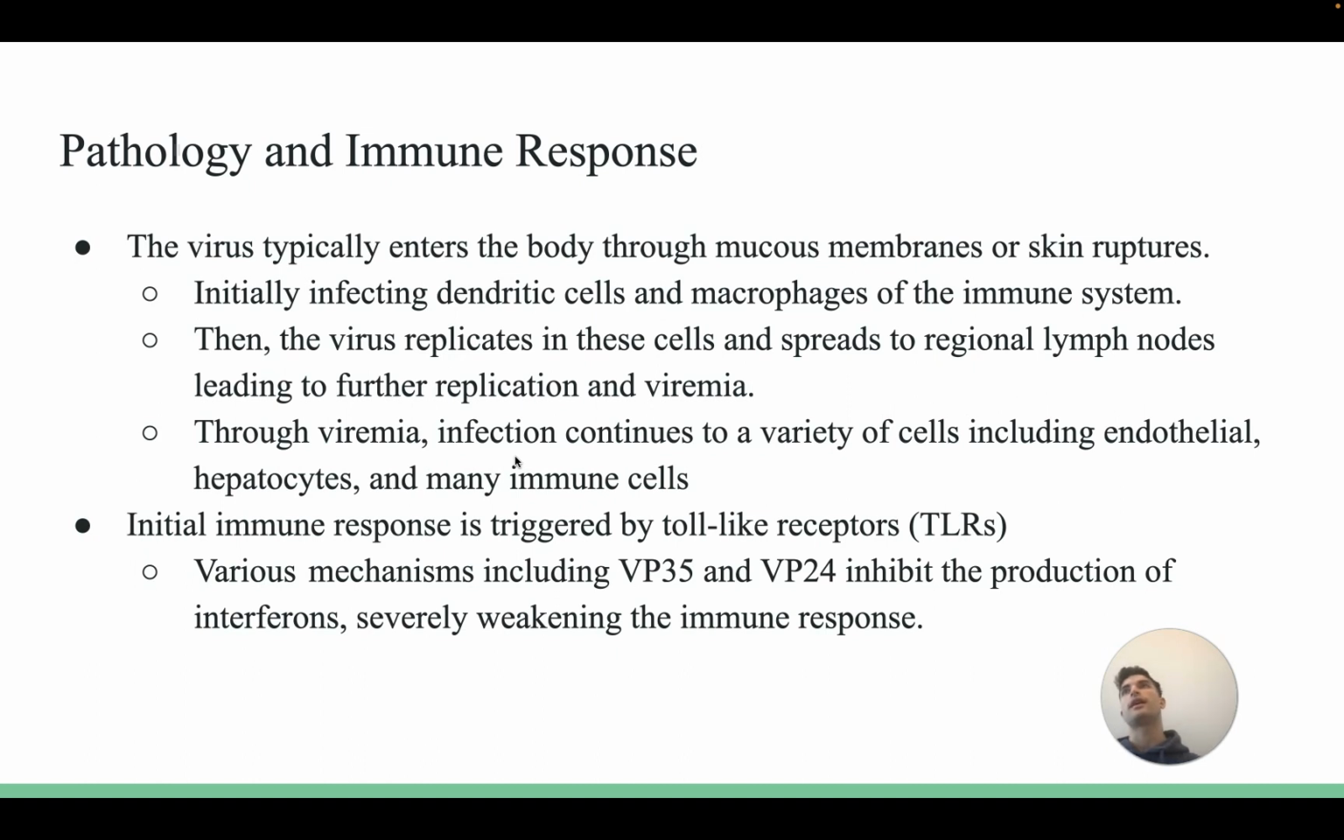Take note that endothelial cells line the organ cavities of many different parts of your body, which means there's a high chance of infection to several different organ systems. The initial immune response is triggered by toll-like receptors, or TLRs. Various mechanisms, however, including the viral proteins VP35 and VP24, inhibit the production of interferons, a critical signaling molecule in the immune system, thus weakening the immune response. So the body just cannot see the virus, and this subversion results in prolific replication and further infection.